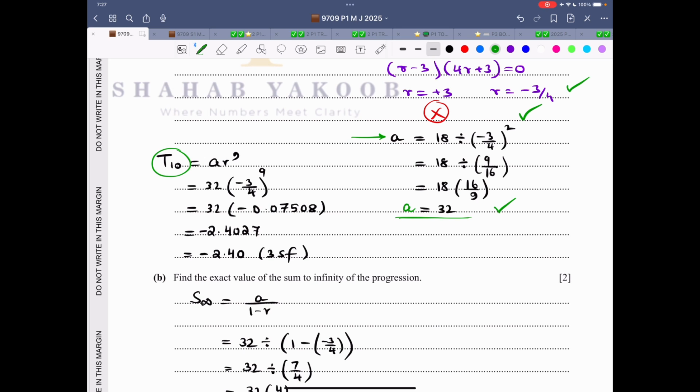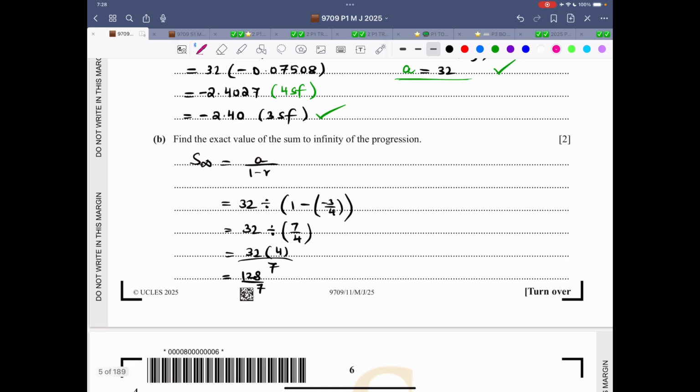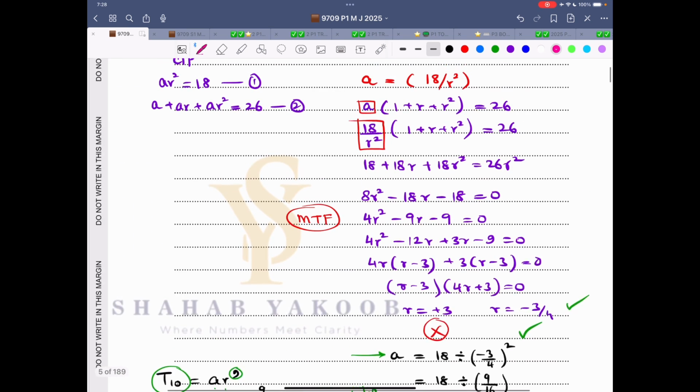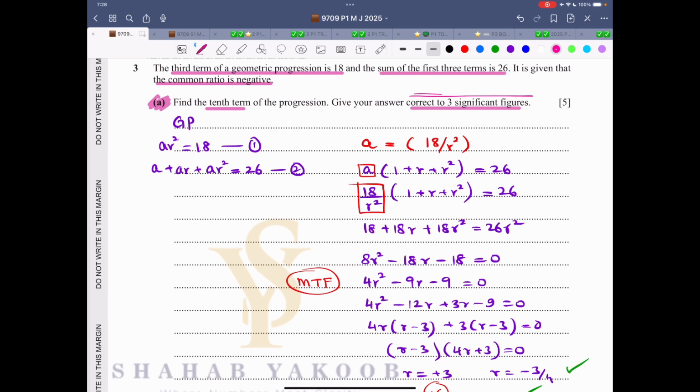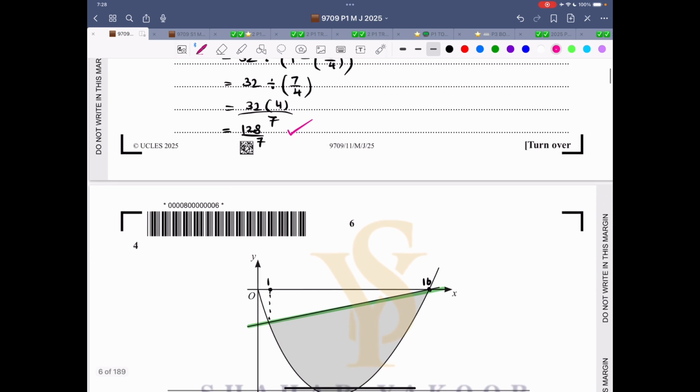We are looking for the 10th term, that is A into R power 9. And now at this point, you can start using the calculator. So now use a calculator, simplify, work in 4 significant figures. Final answer, 3SF. Then over here, they are also interested in the exact value. So not only are they interested in decimals and significant figures, they are also interested in exact value. You should be well versed in it. So now sum to infinity is a over 1 minus r, and we simplify, we get this beautiful answer, that is 128 over 7. So 3 questions are done and dusted.